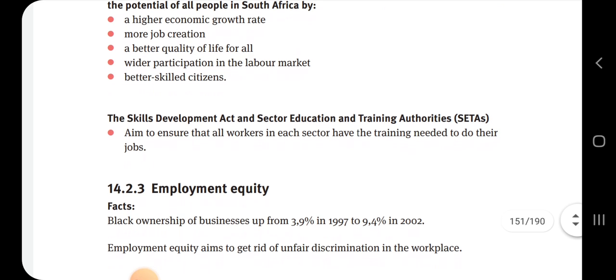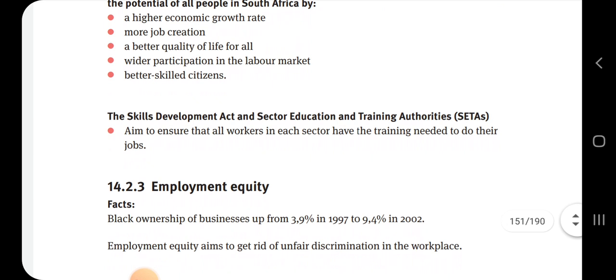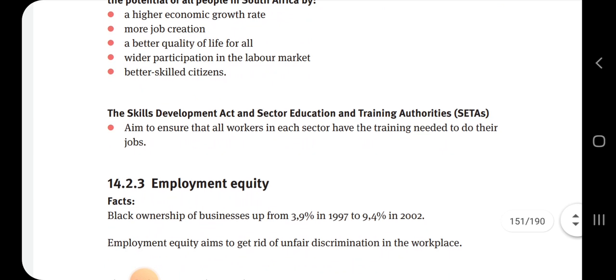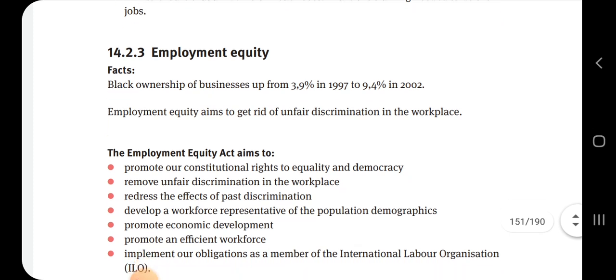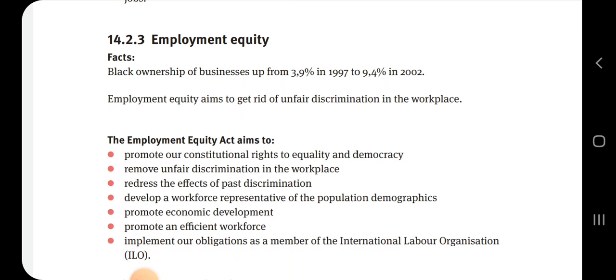And then let's talk about the Skills Development Act and the Sector Education and Training Authorities, SETAs. Their aim is to ensure that all workers in each sector have the training needed to do their job. Let's look at the employment equity. They make sure that everybody is treated fairly, okay, in the workplace.